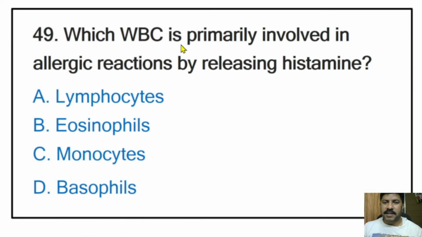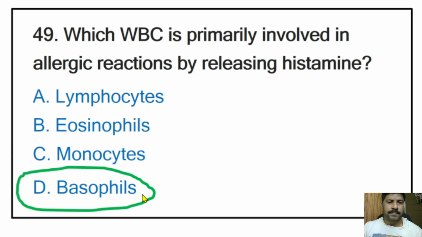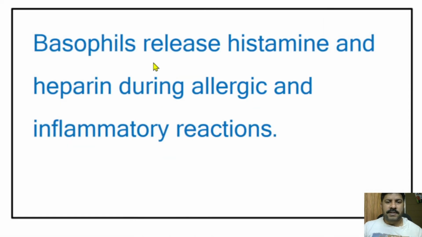Which WBC is primarily involved in allergic reactions by releasing histamine? Lymphocytes, eosinophils, monocytes, basophils. The correct answer is option D, basophils. Basophils release histamine and heparin during allergic and inflammatory reactions.